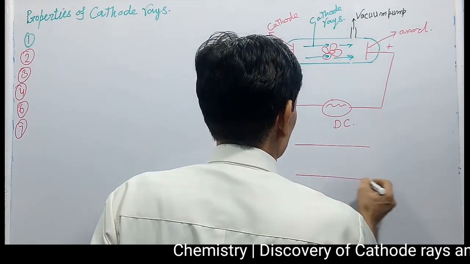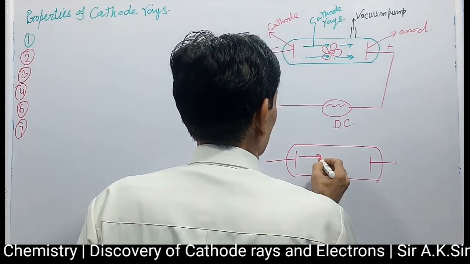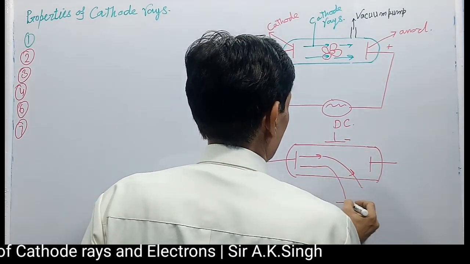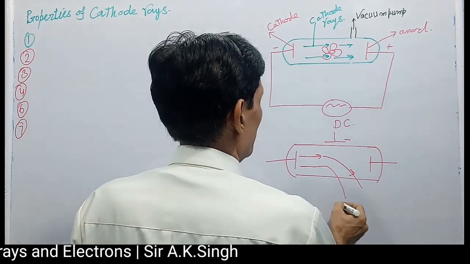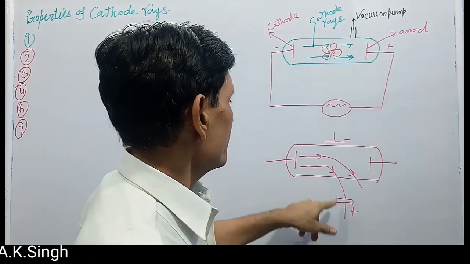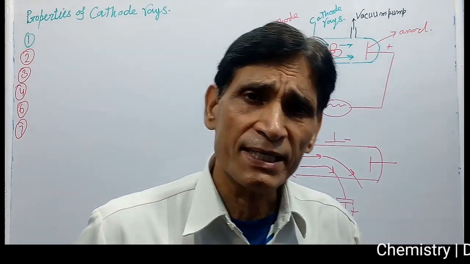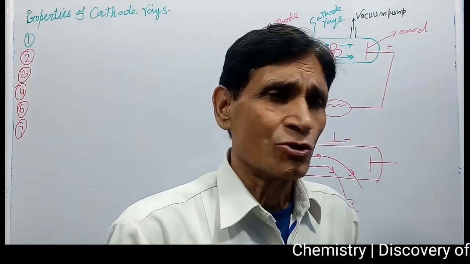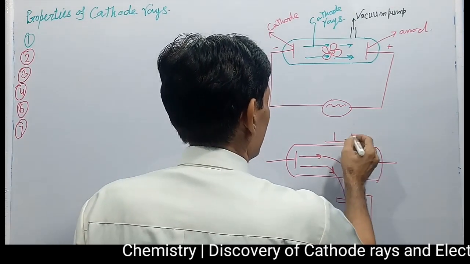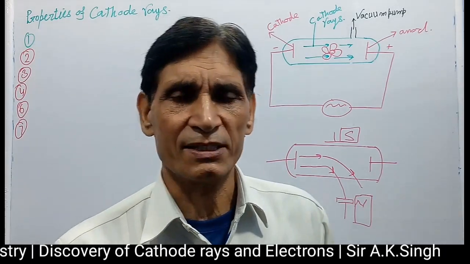One example: suppose when cathode rays were passed through the electric field, this is a negative plate, this is a positive plate. Then these cathode rays bent towards the positive plate. It proves that cathode rays are a stream of negatively charged particles. And when they are passed through a magnetic field, they deviate towards the north pole, going away from the south pole. Hence, these are a stream of negatively charged particles.